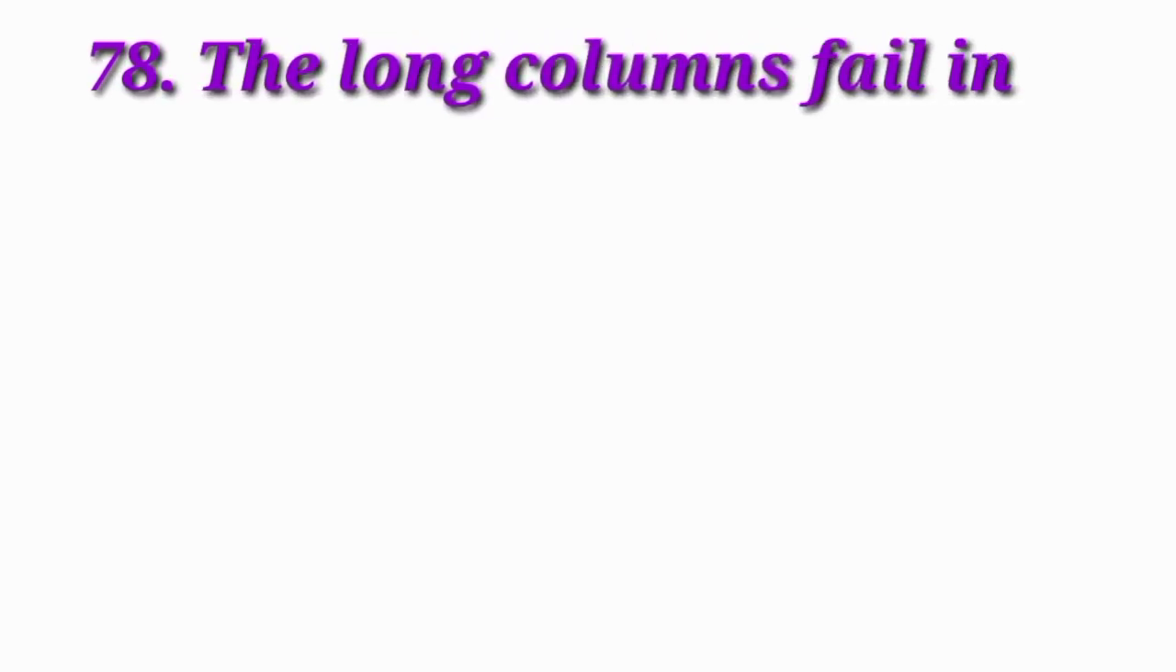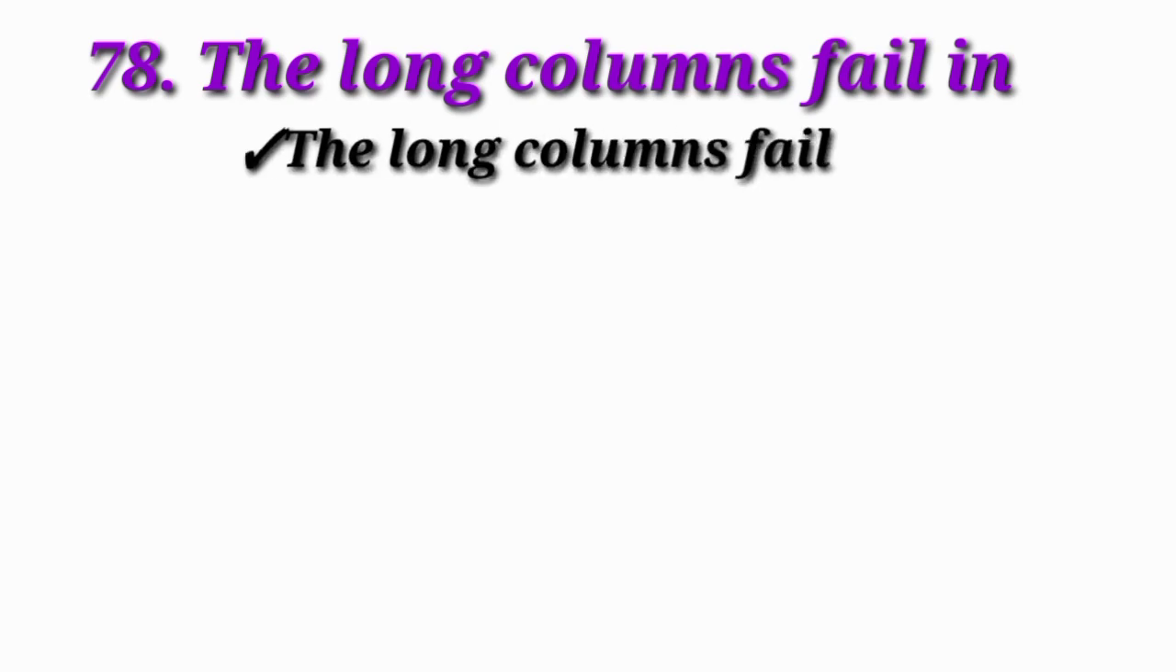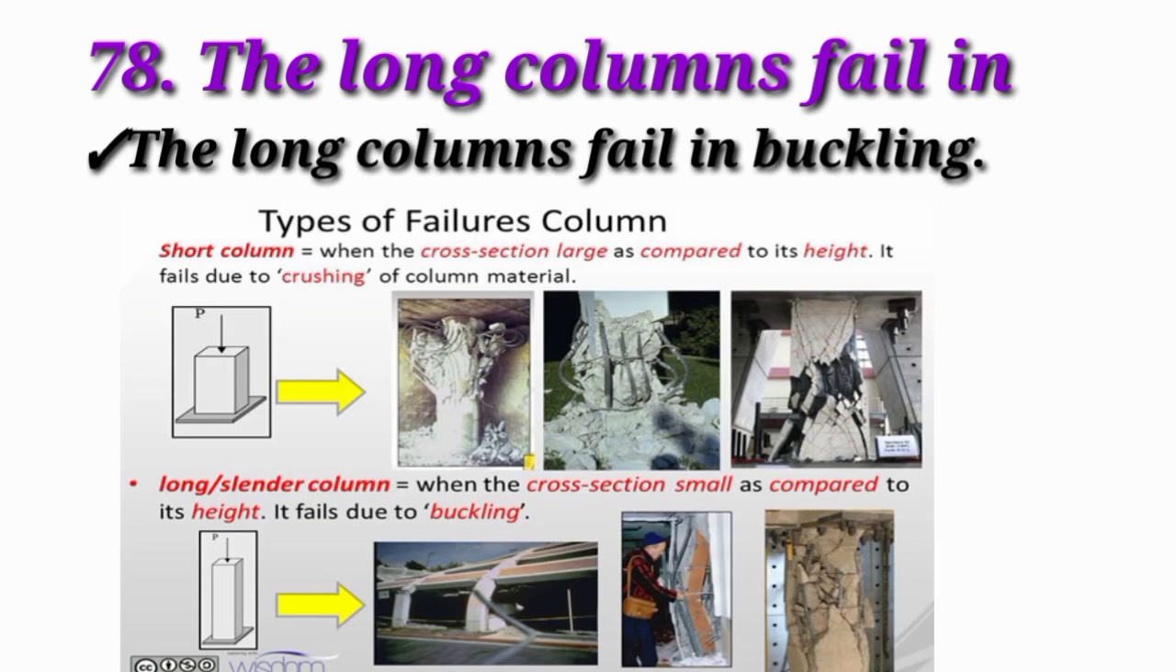Next is 78. Long columns fail in buckling. For the types of columns, a short column is when the cross section is large compared to the height; it fails due to crushing of the column material. A long or slender column is when the cross section is small compared to its height. It fails due to buckling. Buckling is for a long column. Long columns fail in buckling.